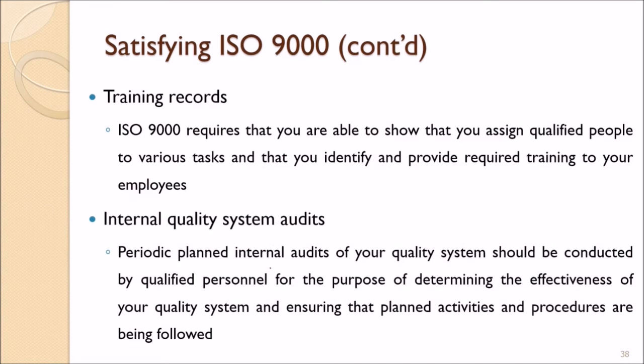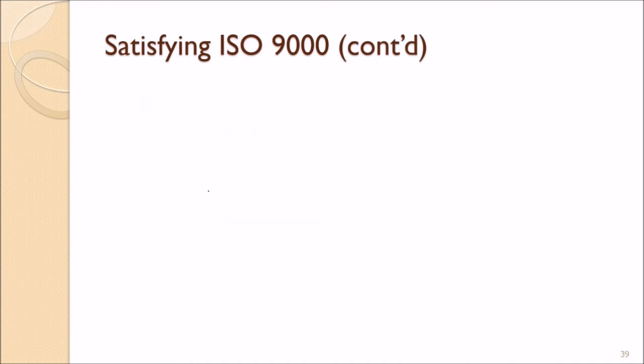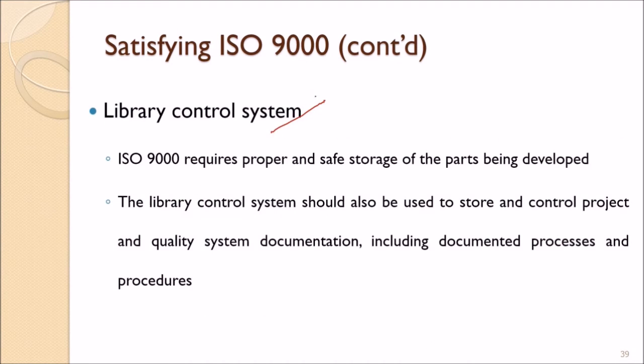Then internal quality system audits. Periodic planned internal audits of your quality system should be conducted by an internal quality auditor, ISO certified, for the purpose of determining the effectiveness of your quality system and ensuring that planned activities and procedures are being followed. Then library control system. ISO 9000 requires proper and safe storage of the parts being developed. The library control system should also be used to store and control project and quality system documentation, including the documented processes and procedures.